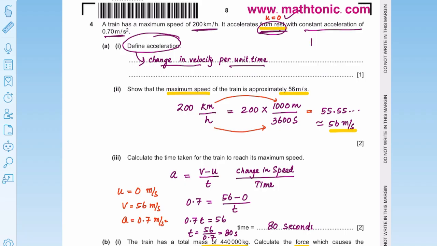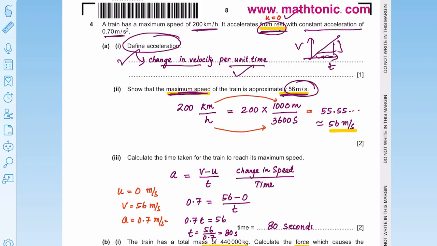If you remember, on the y-axis I'll keep v, on the x-axis I'll keep time. The gradient of v and t will be known as acceleration. So change in velocity over change in time will be known as acceleration. Show that the maximum speed of the train is approximately 56 meter per second.